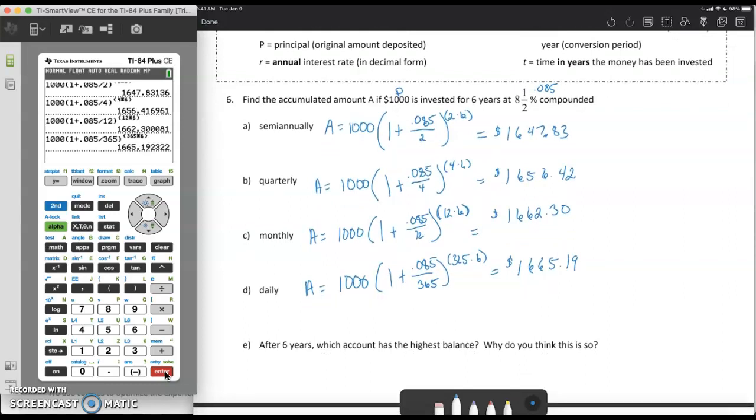So if we take a look at all of those, it says which one has the highest value and why do you think that's so? So what you should notice here is that they're increasing. Each one of these is larger than the next. So this one has the highest balance.